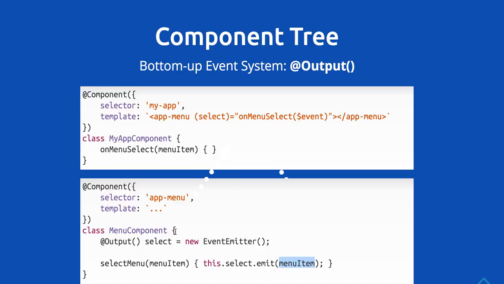So for this, we need to use the event emitter first of all, and for that select menu event, we need to trigger, or emit, an event with the data.